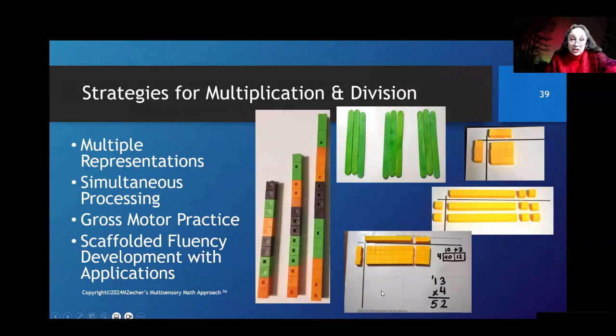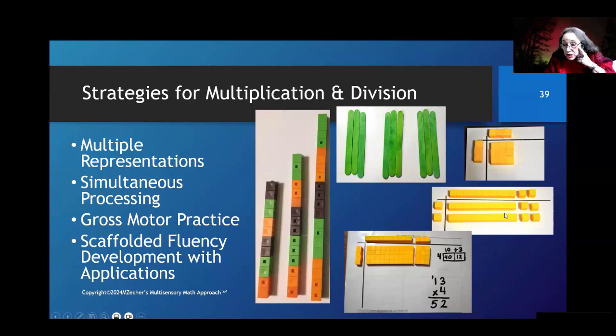Strategies for multiplication and division. We can build models with linking cubes or unifix cubes, and we look at the difference. What happens when the base changes, when it goes from 2 to 3 to 4? And so as we look at that, we can also set them side by side. We can see what their shared common multiples are. We can build multiples of 3 with craft sticks. We can build arrays with the factors on the outside and the product in the middle.